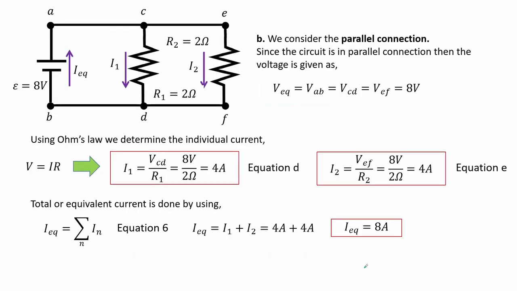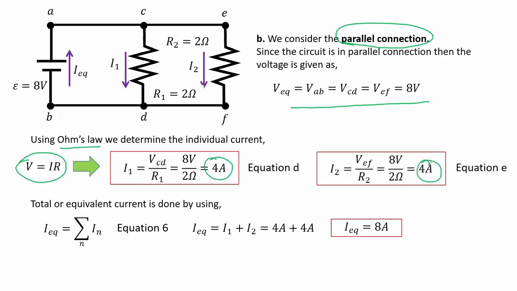For letter B, we consider the parallel connection. Since the circuit is in a parallel connection, then the voltages are the same for each resistor and it is 8 volts. We then use this voltage value to determine the individual currents. By applying Ohm's law, we have the currents for each resistor to be 4 amperes as shown in equation D and E. The total or equivalent current is done by using equation 6 and we see that it is the sum of the individual current and it is 8 amperes.